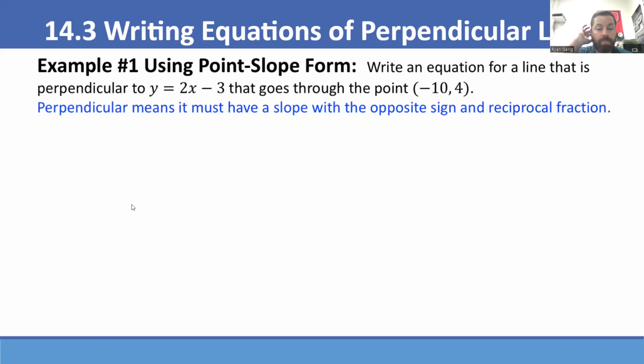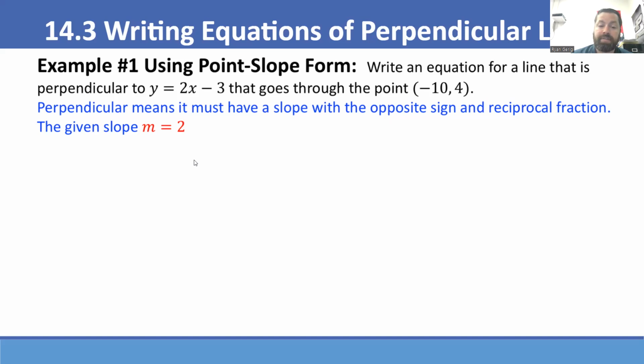All right, so perpendicular means it must have a slope with the opposite sign and reciprocal fraction. So the given slope here is 2. Last lesson with the parallel lines, we just used that slope. This is the big step here. Okay, we can't use 2. If I use the slope of 2, I'm writing the equation of a parallel line. We're not doing parallel right now, we're doing perpendicular.